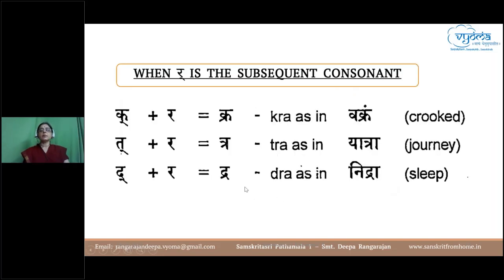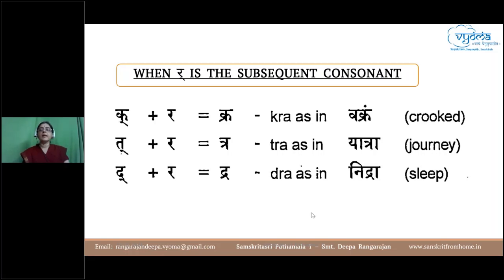Next we have some words with repha as the second consonant, where it becomes this slanting line below the previous consonant. So Chitra, Venkat, would you want to read these? Ram Ram.